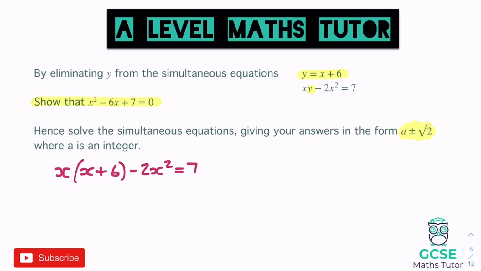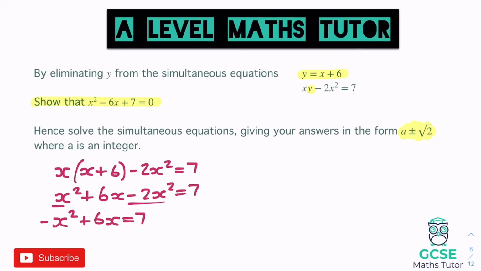So if we expand this first bracket out, x times x is x squared plus 6x, and then we have minus 2x squared, and that equals 7. If we tidy up those x squared pieces, we've got an x squared minus a 2x squared, so that's minus 1x squared, or minus x squared, plus 6x equals 7.